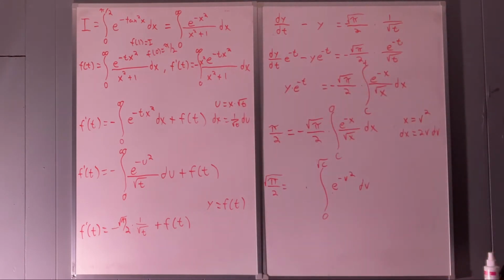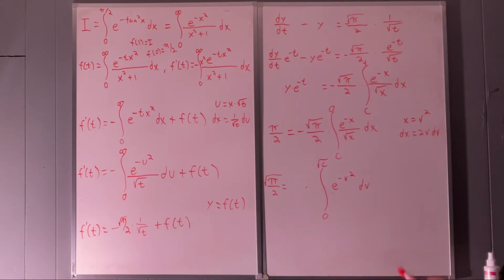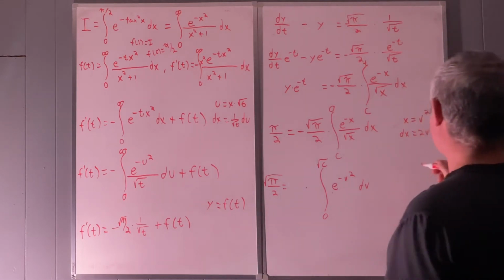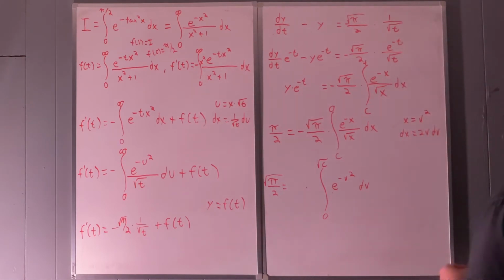Okay, so this is how we're going to find our c. We know that the integral from 0 to something of e to the negative v squared dv is equal to the square root of pi over 2. C's got to be infinity, because we know that the integral from 0 to infinity of e to the negative v squared dv is equal to the square root of pi over 2. So we have found our c is equal to infinity.